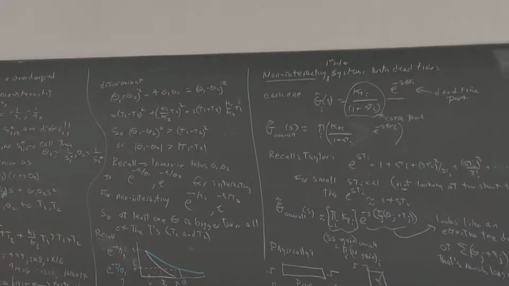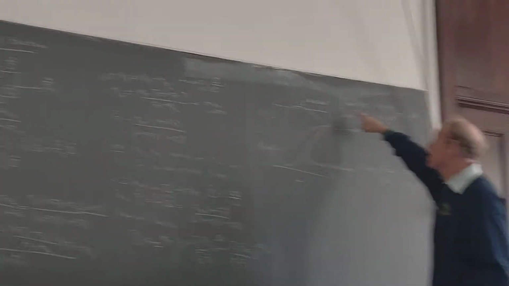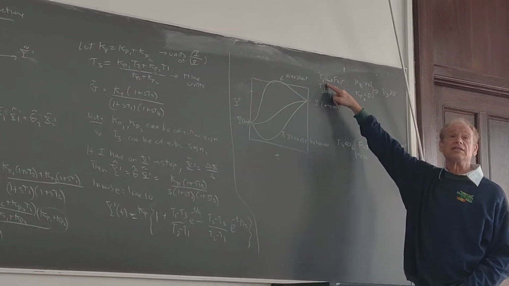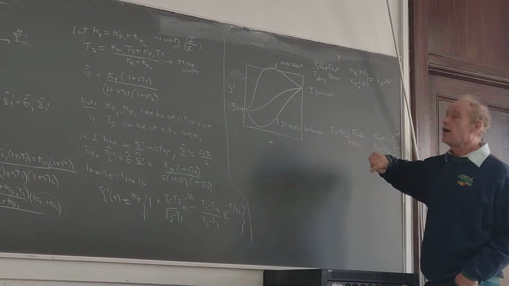Overshoot: we have a fast process with a Kp positive. The fast process comes first. Fast means that it's a short time constant.